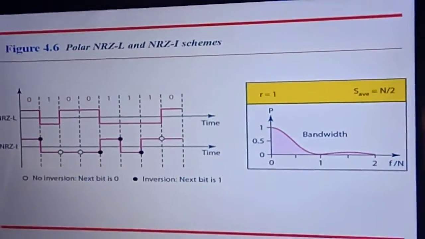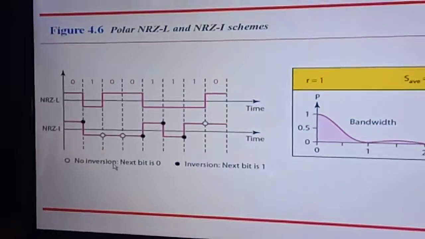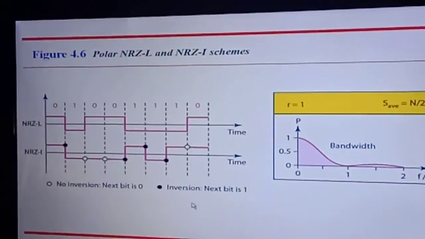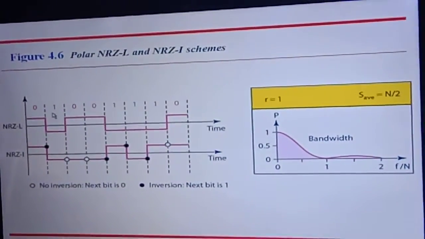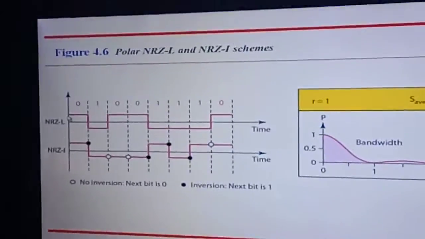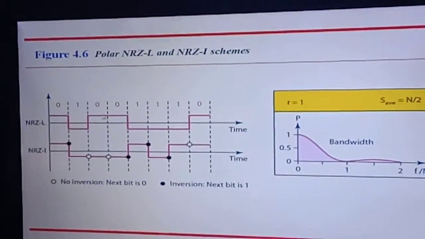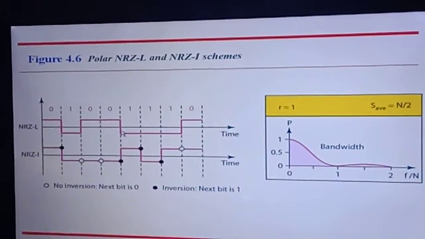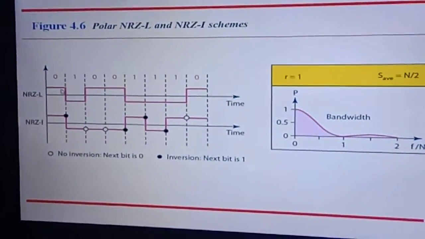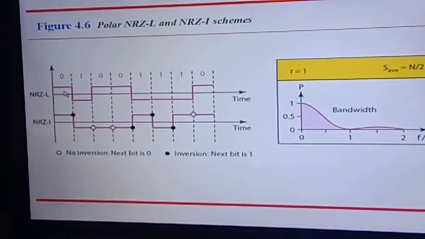So you can see here, the first method: no inversion, the next bit is 0; if there is an inversion, the next bit is 1. The first one is non-return-to-zero level. So 0 is positive, 1 is negative. If there is 0, you represent it in the positive quadrant. If there is 1, you represent it in the negative quadrant. That is the non-return-to-zero level representation: 0 up, 1 down, that is 0 positive, 1 negative.